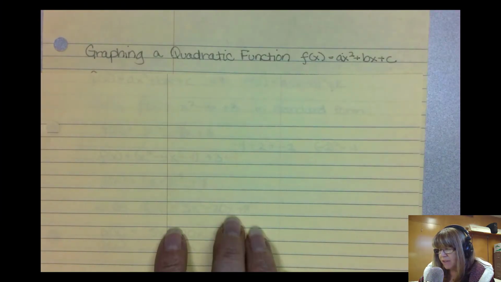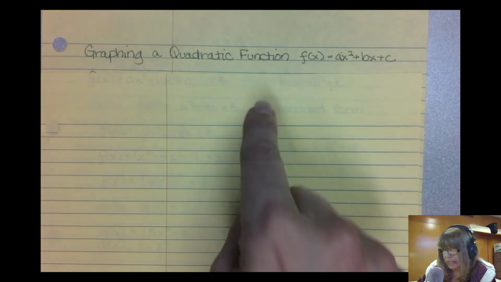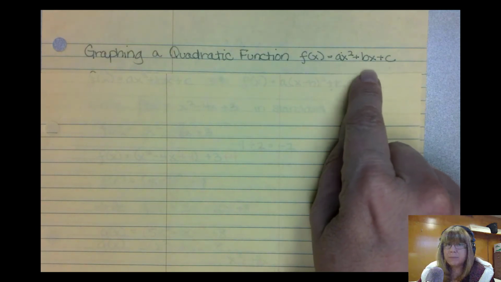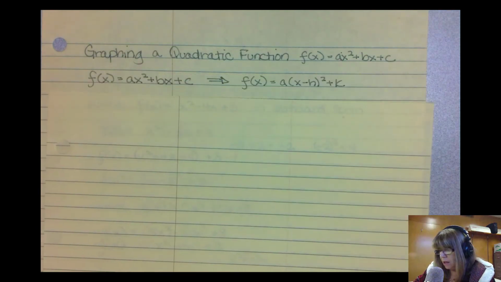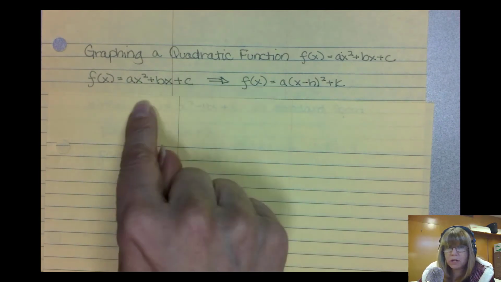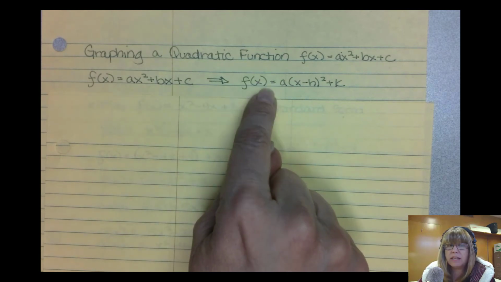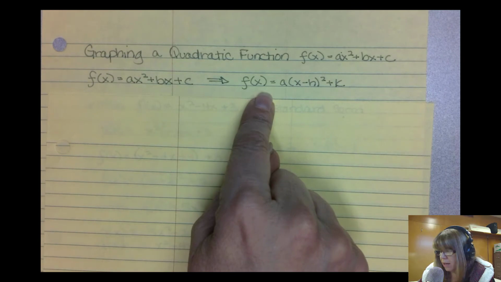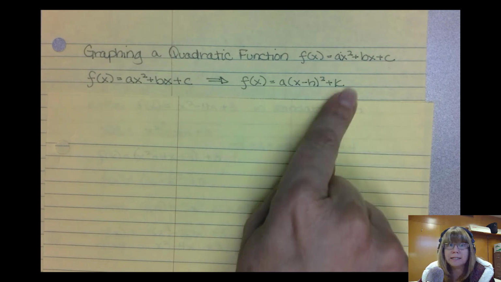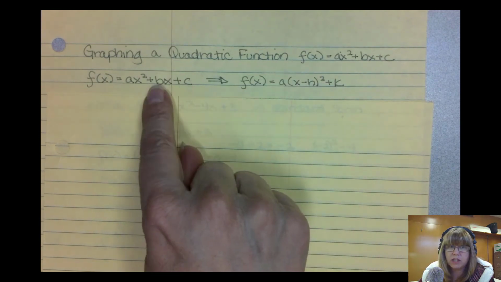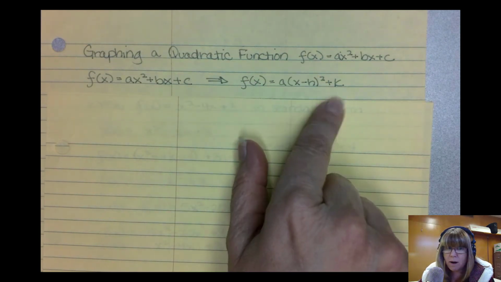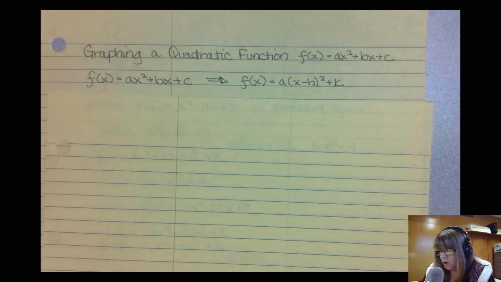All right, let's talk about graphing a quadratic function like f of x equals ax squared plus bx plus c. Because these two ways of writing a quadratic function are equivalent to one another, I actually find getting it into this standard format of a times (x minus h) all squared plus k a lot easier to graph. So if we can change this ax squared plus bx plus c into our other standard form, that's a good thing for us when it comes to graphing.